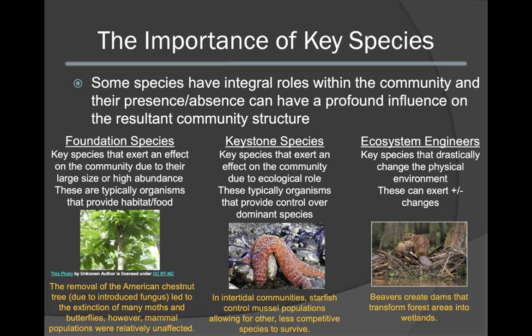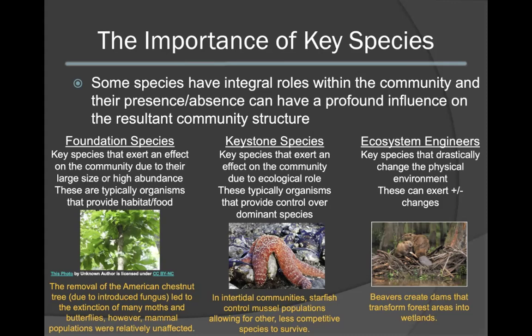Thus, their overall effect on the community may be more pronounced for certain species. Keystone species are species that exert an effect on community structure due to their ecological role. These are typically organisms that provide control over dominant species. In intertidal communities, starfish control the mussel populations, allowing for other less competitive species to survive and increasing the overall diversity of the system. When starfish are removed, certain mussel populations dominate, leading to a complete crash of the ecosystem.